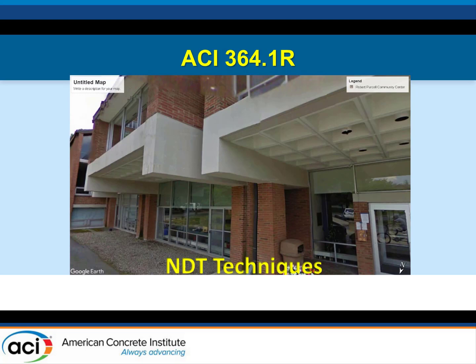So what we were really confronted with was how do we continue to evaluate and monitor the structure over time to assure the owner that it was safe, and until it got to a point in time where it was no longer safe.